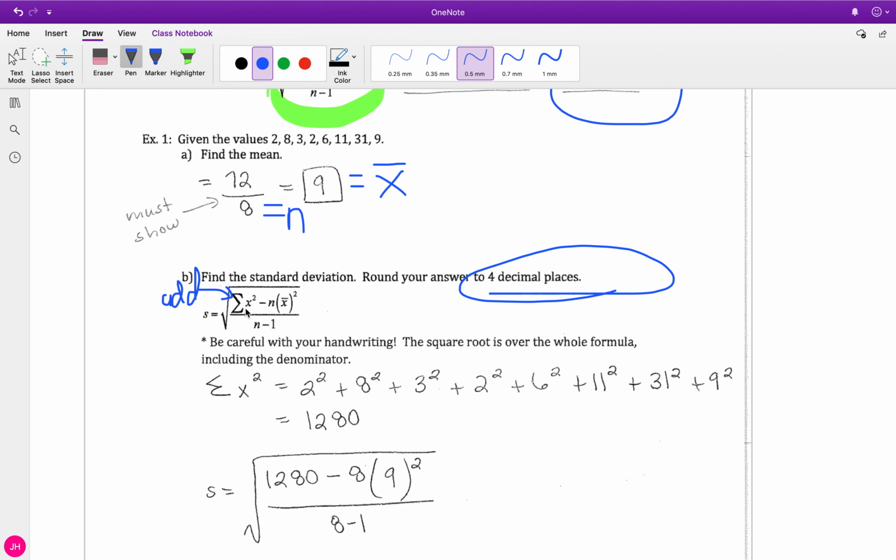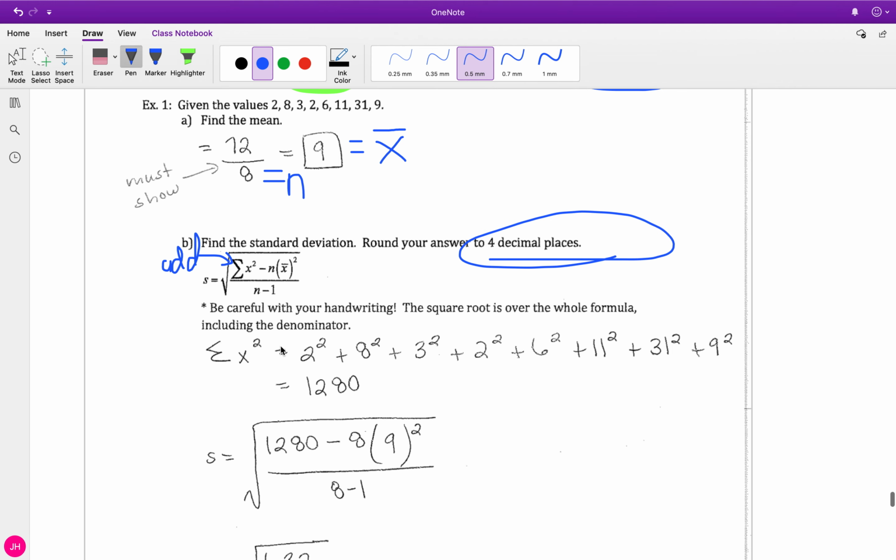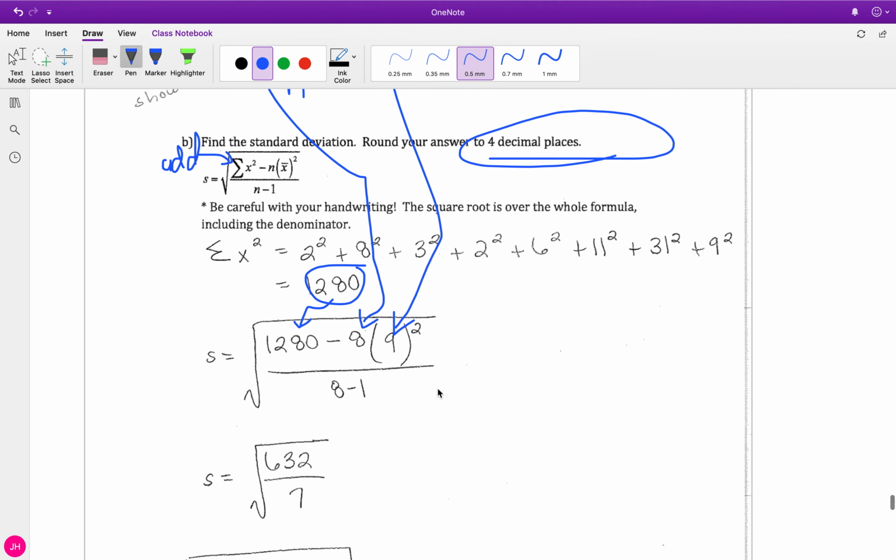So now in my formula I have every piece of data I need. The sum of X squared, that's what I just did, was 1280. So I'm going to stick that right there. N is 8, so I'm going to stick it right there, and the mean was 9. So I'm going to type in my calculator. I just typed this numerator in, just this part right here. So I typed in 1,280 minus 8 parentheses 9 squared, and that gave me 632.